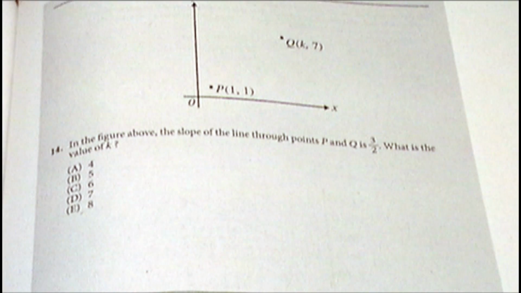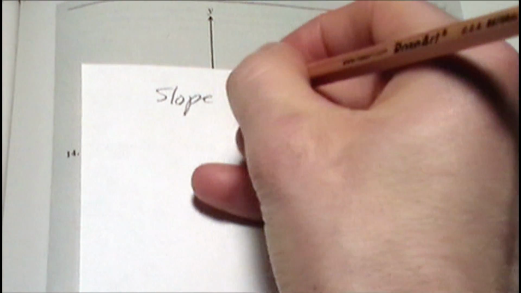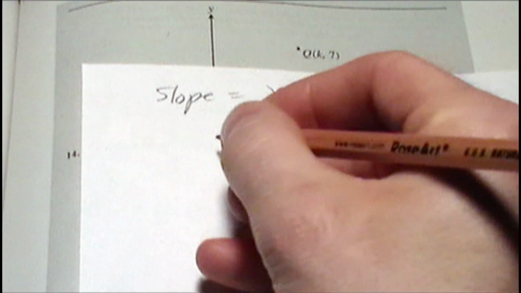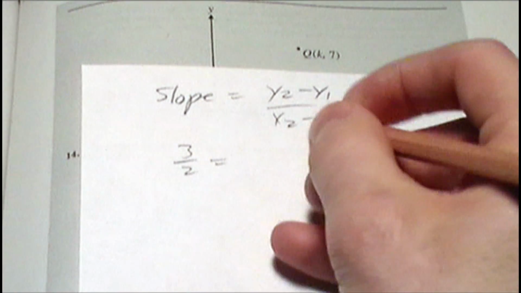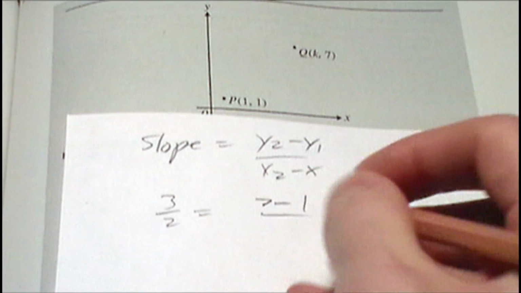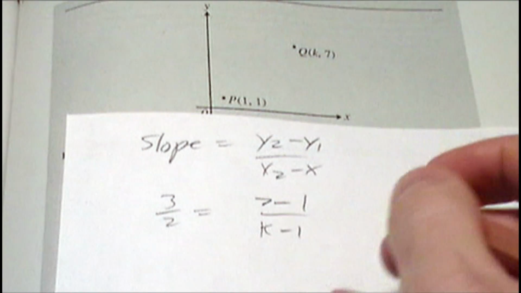Now we're going to solve this problem the long way. If you don't know the equation for the slope of a line, you're out of luck here. That's where the SAT operating system would definitely come in handy if you forgot an equation, but if you do know the slope of a line, then we can proceed. Slope is equal to y2 minus y1 over x2 minus x1. And in this case, we have the slope is equal to 3/2. Y2 is 7 minus 1 over x2, which is k minus 1, right there.